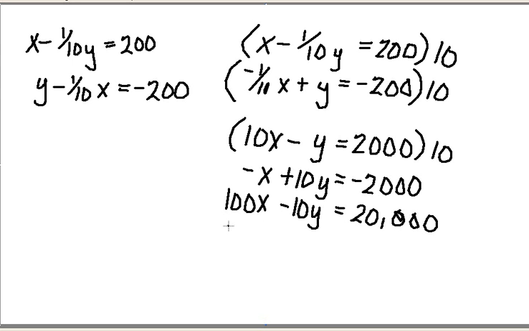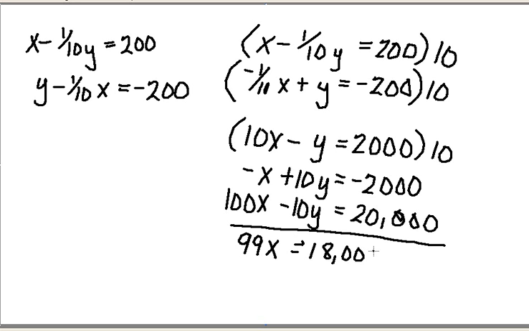Alright, and now I can just add these two together, and I'm going to eliminate my y's, and I get 99x, because 100 and minus 1 is 99, 99x, and then over here I get 20,000 minus 2,000, so that is going to give me 18,000. Okay, and now to isolate x, I'm going to divide both sides by 99. And I'll get that x equals 18,000 over 99.